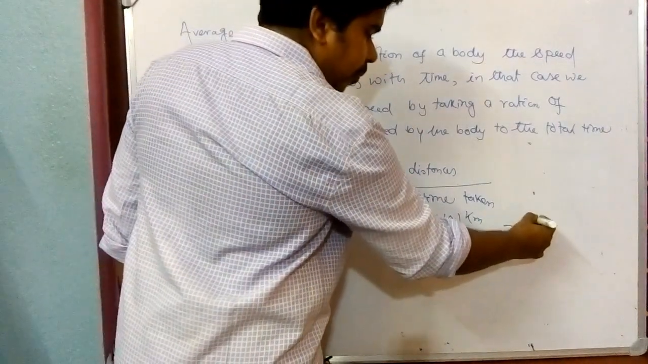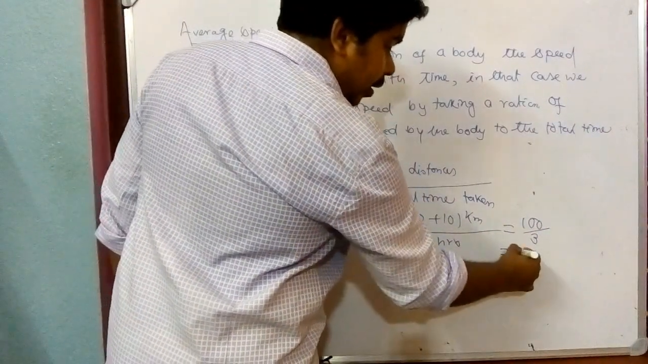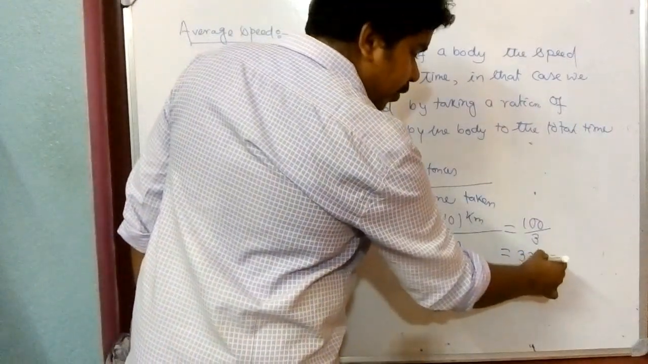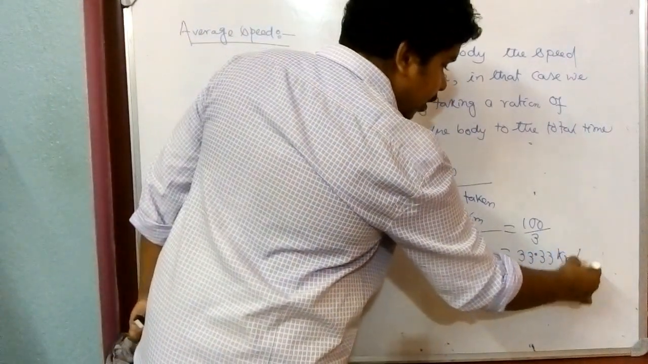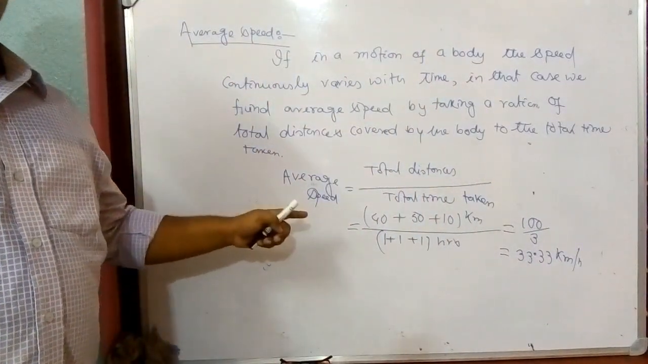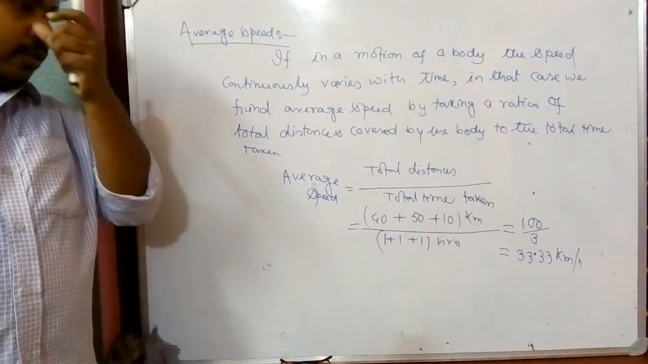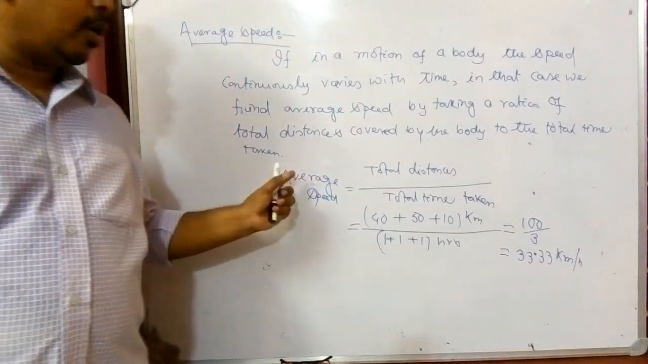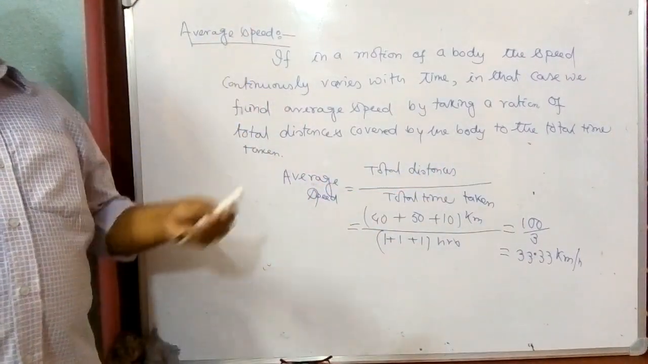So the ratio will come 100 by 3. If I find it in decimal, it is 33.33, and it will continue. So you can write it is 33.33 kilometer per hour. That is known as the average speed. As the body moves in the whole path at variable speed, to find the average speed we use total distance divided by total time taken, and then we get the average speed of a body.